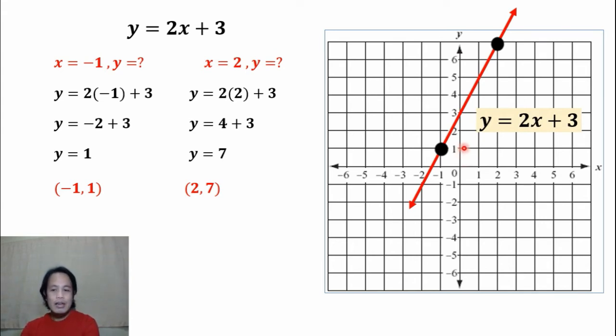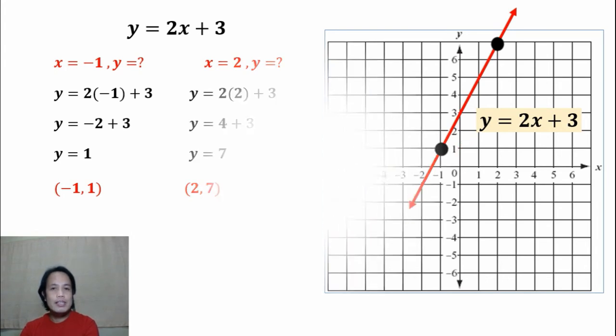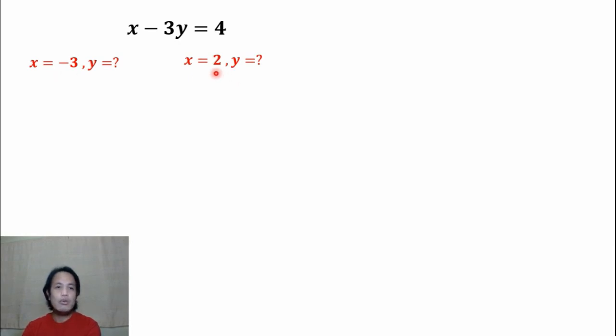Okay, let's proceed now to our second example. For example, you are told to plot the graph of this equation, x minus 3y equals 4. The same process, we choose any value for x. So for example, we will choose -3 and +2. But as I've said, you can choose any value for x.